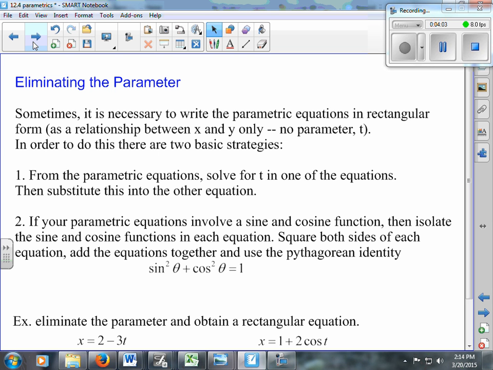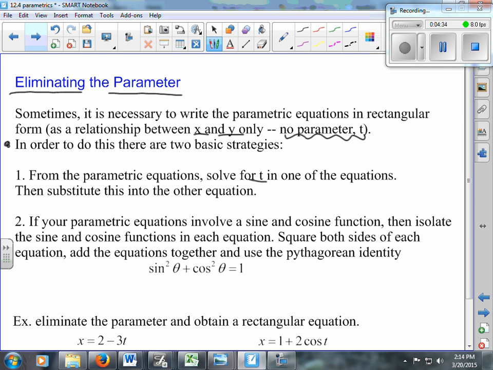With this new system of equations, we also want to be able to connect to our old system, when we have the relationship between x and y only. So we want to sometimes eliminate the parameter. We have two strategies in order to do this. The first one is our most basic one, and what you're going to do here is solve for t in one of your equations and plug into the other.